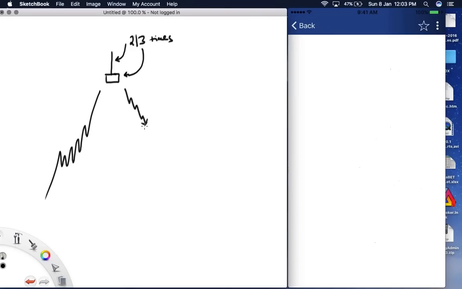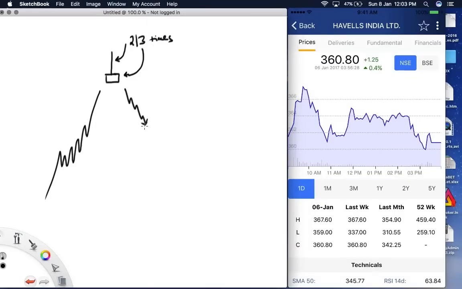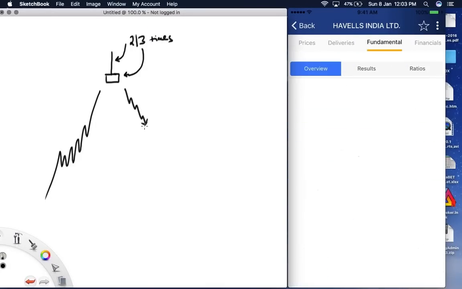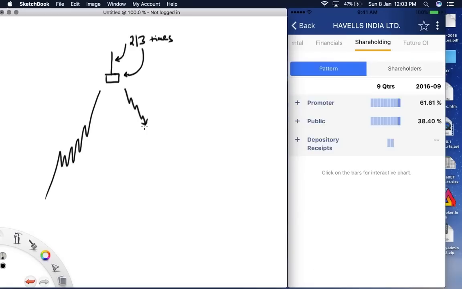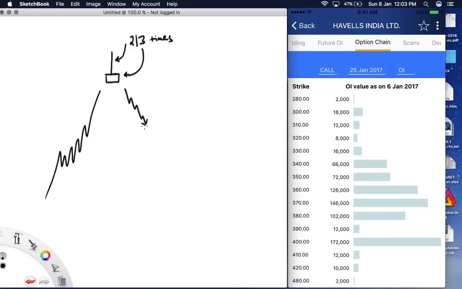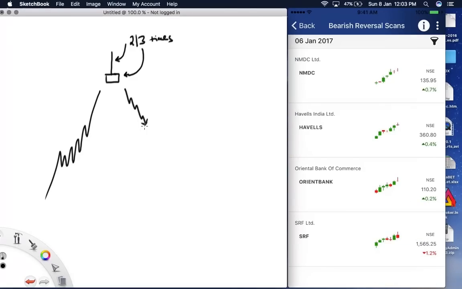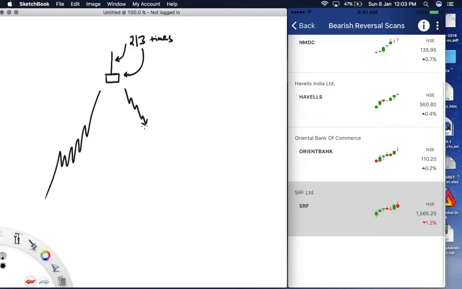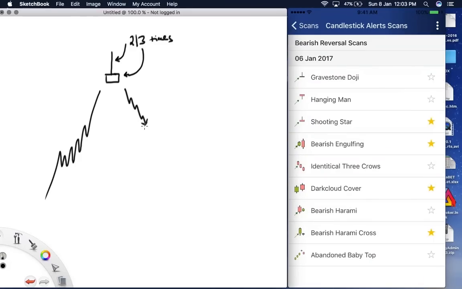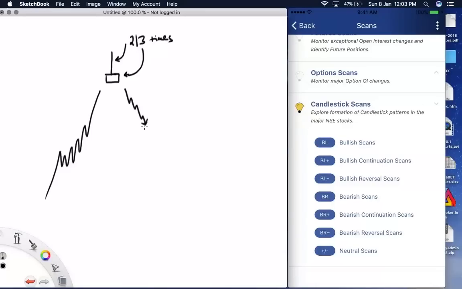So let's make some favorites. Let's say we come to bearish reversals. I've made shooting star. Okay, dark cloud cover is something which I really like. The bearish harami pattern is also very good. Abandoned baby top. So I'm just adding a few more to my favorites. A piercing line is also a pretty good pattern. All right. Now come to the neutral scans.